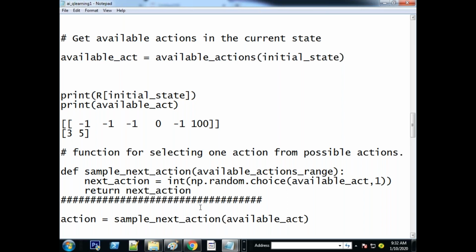Try to revise. Four steps we did. First, the environmental matrix. But in today's program, we created it directly. Generally, you get the file in the form of those rules. Okay, already you know that process.